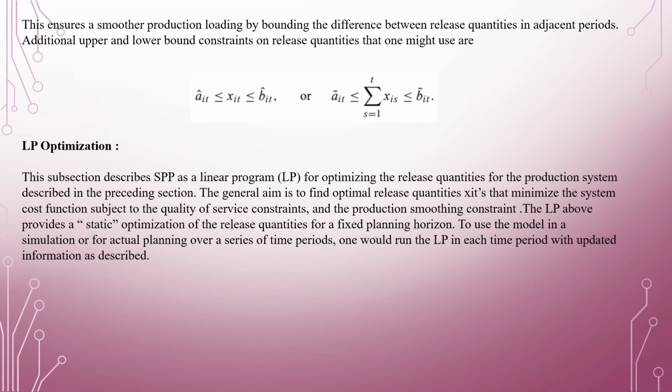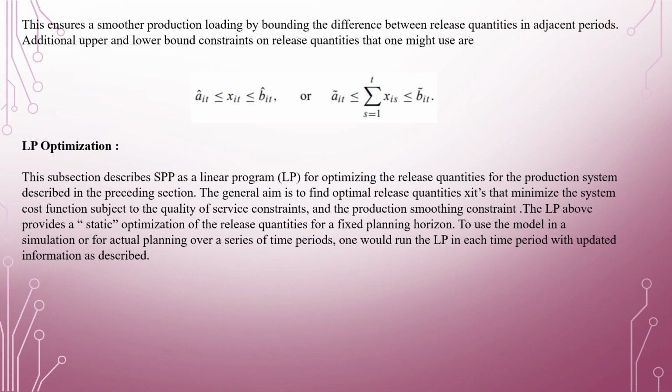Next one is the LP optimization. This subsection describes SPP as a linear program for optimizing the release quantities for the production system described in the preceding section. The general aim is to find optimal release quantities XIT that minimize the system cost function subject to the quality of service constraints and the production smoothing constraints.